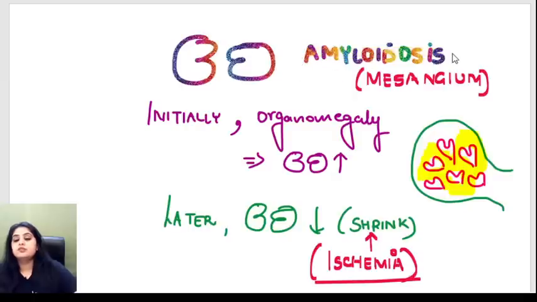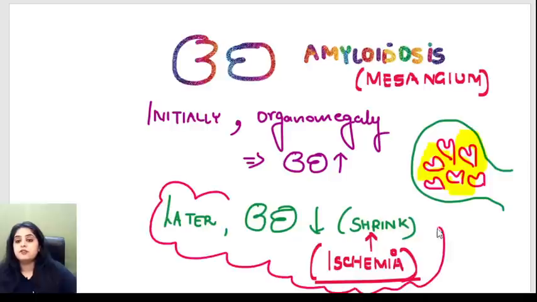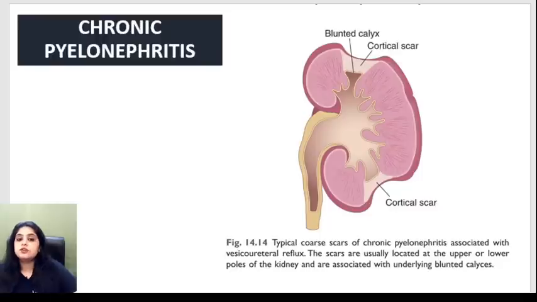All the other organs show you only organomegaly. Kidney also shows you organomegaly, undoubtedly, but in the later stages, later is the word you have to remember, the kidney shrinks in size. Coming to the next gross appearance, we have a case of CPN.